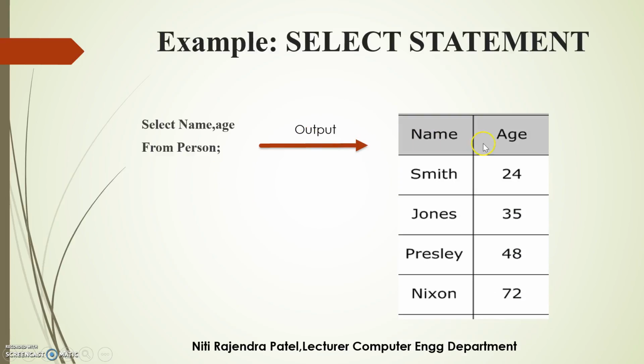If I want an output to consist of only 2 columns, that is name and age, from the person table, I write a query as select name comma age from person, which will retrieve only the name column and the age column of the entire person table.